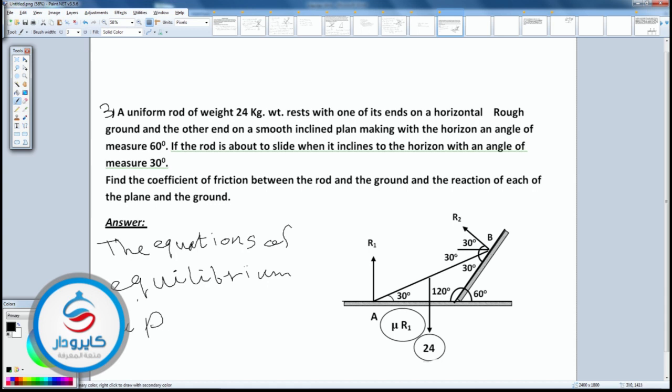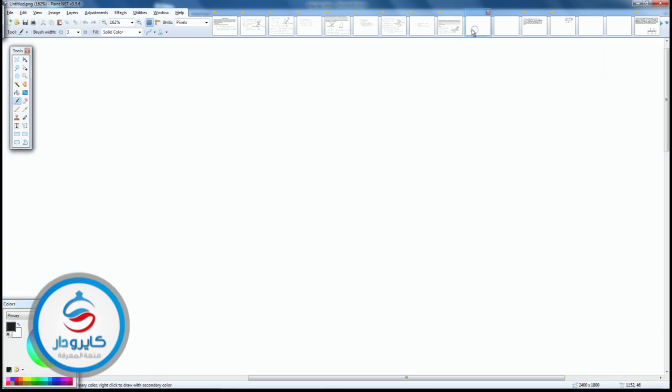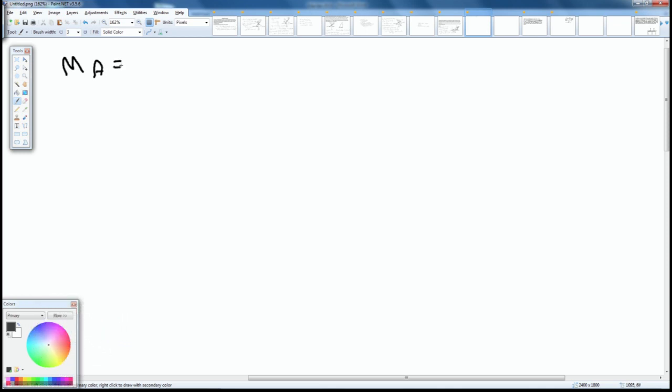Mu R1 equals root 3 over 2 R2. This is number 1. Half R2 plus R1 equals 24. This is number 2. Moment about A equals 0.